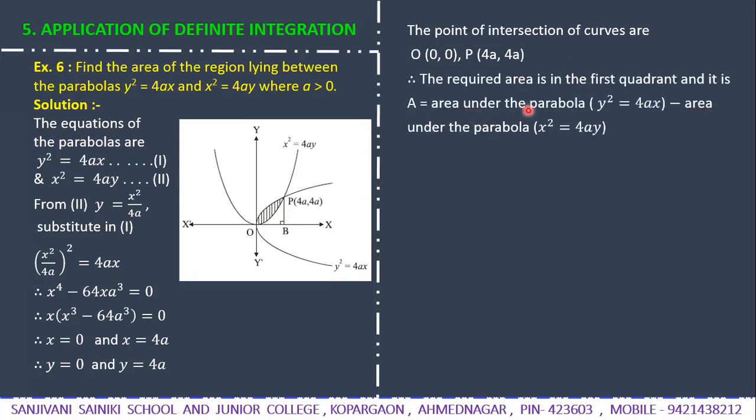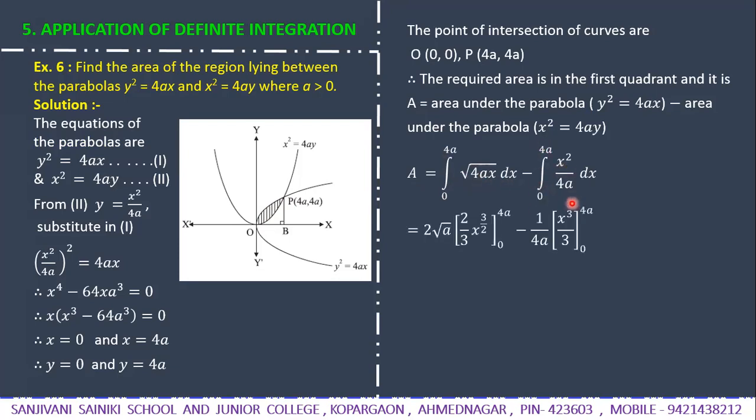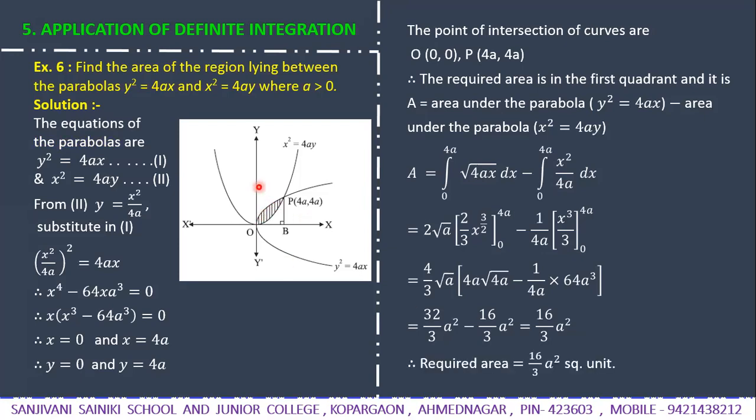So the required area lies in the first quadrant. So the area under this first parabola minus the area below this second parabola. So the integral from 0 to 4a of root 4ax dx minus the integral from 0 to 4a of x square upon 4a dx. Take their integrations and put in the lower limit and upper limit. After simplifying, you will get 16 upon 3 a square as the area of the shaded part, or the area between these two curves.